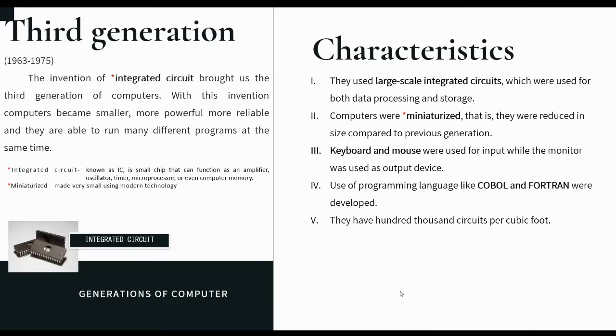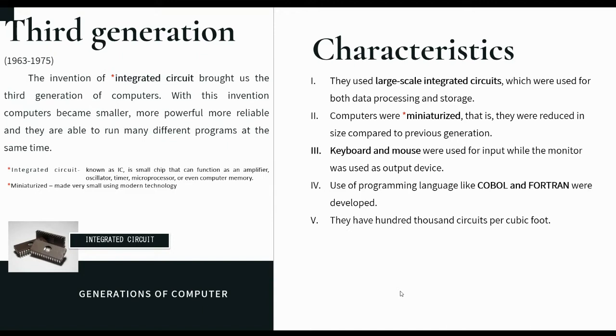The third generation computers were built from 1963 to 1975. The invention of the integrated circuit brought us the third generation of computers. With this invention, computers became smaller, more powerful, more reliable, and they were able to run many different programs at the same time.